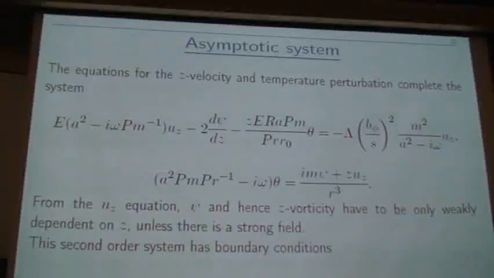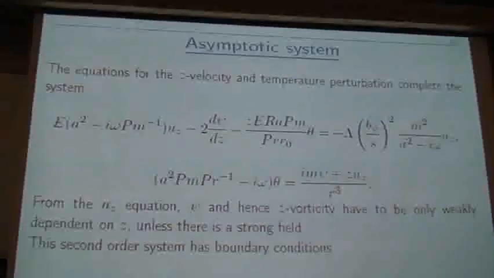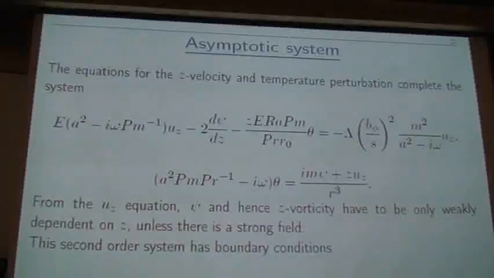So the system is completed by a z velocity equation and a temperature equation, and the z velocity equation also has a B phi. So we've got this system of equations, which is quite complicated, but nevertheless, they can be solved quite easily mathematically, and then close it off with boundary conditions, and those are the correct boundary conditions to apply.